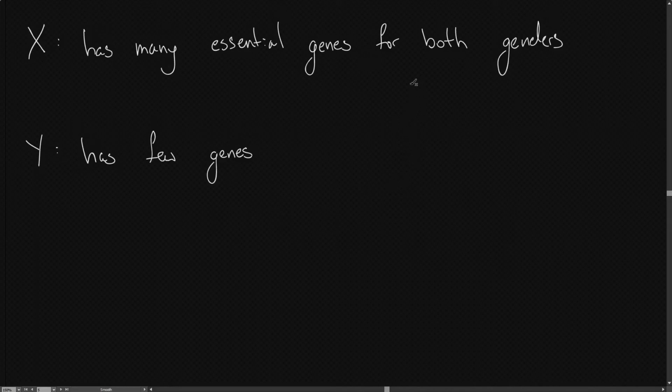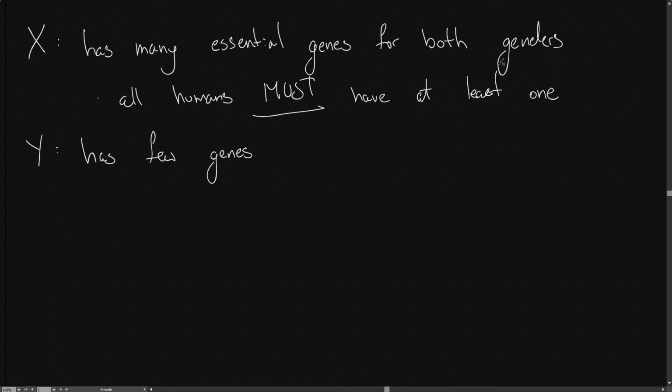Now we'll take a look at the characteristics of the X and Y chromosome. So the X has many essential genes for both genders, while the Y has a few genes. For the X chromosome, all humans must have at least one. And this is not true for the Y chromosome. But for the Y chromosome, we have a few points to look over.